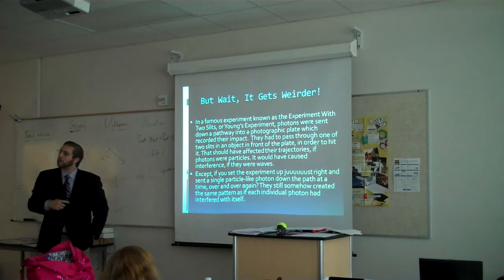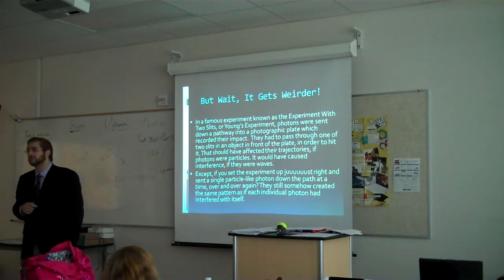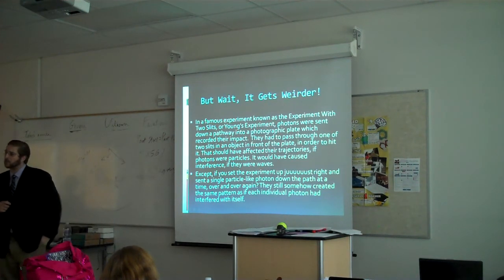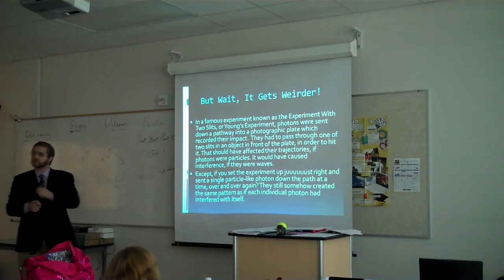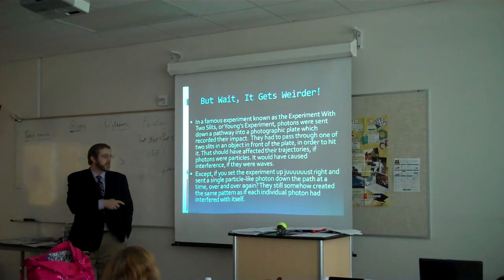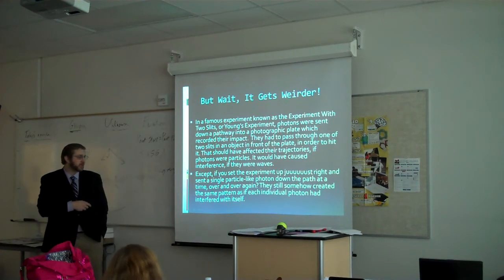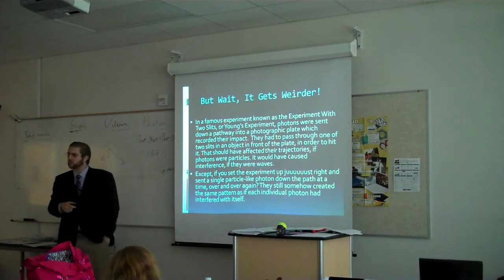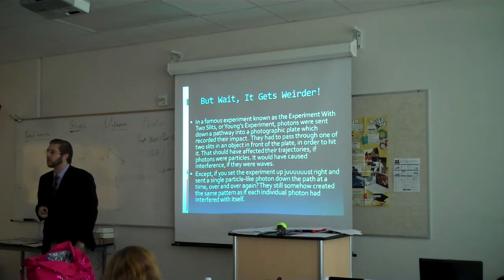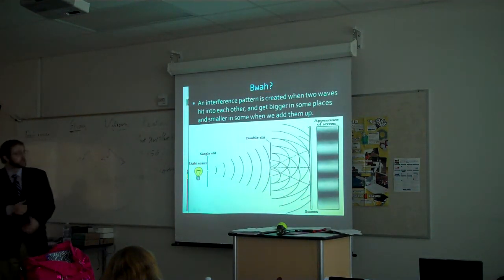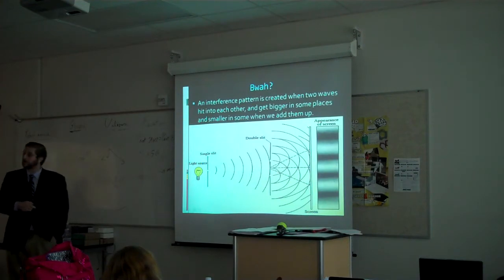But someone came up with a very subtle and a very elegant variation. He sent down one single photon at a time. So we knew it had to be a particle because there was only one. But the interesting thing is, over and over again, he repeated the same experiment again and again and again. And over time, it created the same pattern as if each individual photon had interfered with itself. Doesn't make any sense, but here's a bit of what I'm talking about.